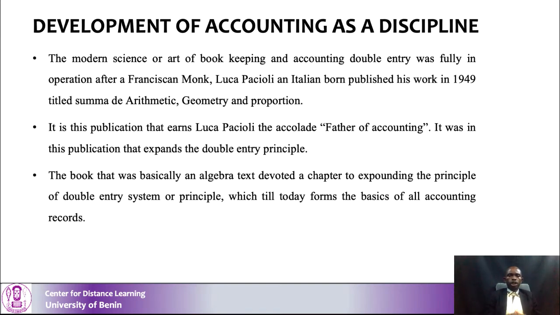This also gave him the accolade of father of accounting, because at that point, businesses were already craving a higher way of recording their transactions. The book was basically an algebra text devoted to expounding the double entry principle. Double entry principle is all about recording a transaction in at least two books: one giving, which is the debit, and the other receiving, which is the credit.